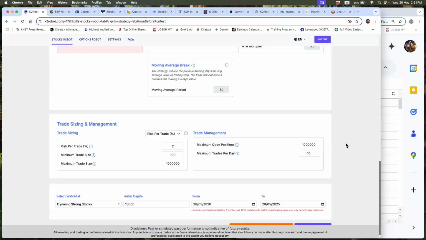Right, good day everybody. So in today's tutorial video for K2Robots, I'm going to talk about using trade sizing and management settings, because a lot of users don't seem to know the effect of changing these parameters. First of all, we have two options for you to choose.